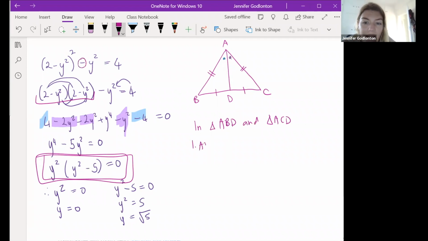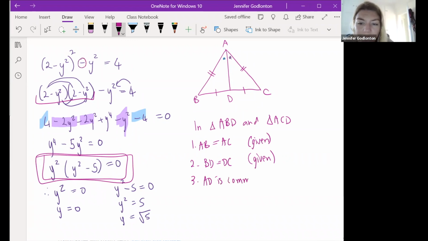Step 1, AB is equal to AC. Reason? Given. Step 2, BD is equal to DC, given. Step 3, AD is common. So we've figured out 3 sides, which means we can say, therefore, triangle ABD is congruent to triangle ACD because of side, side, side.